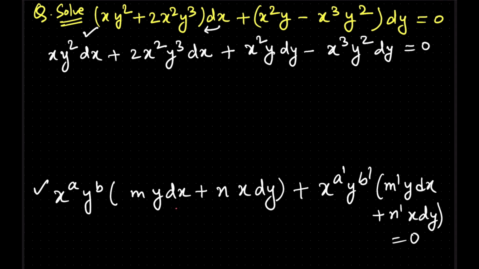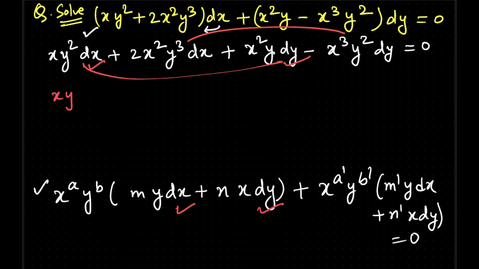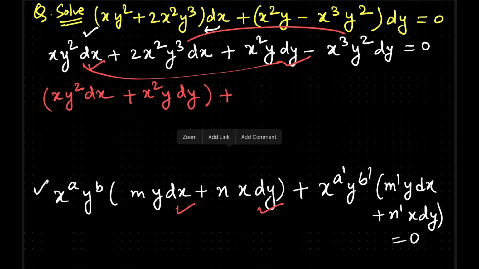So now what will we do? We will club the terms, because we want one dx term and one dy term. So we will have one dx term and let's club it with this dy term. Similarly, we will club these other two terms. When you club this, you get x y squared dx plus x squared y dy. This is our first term.